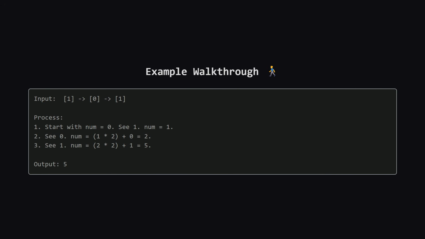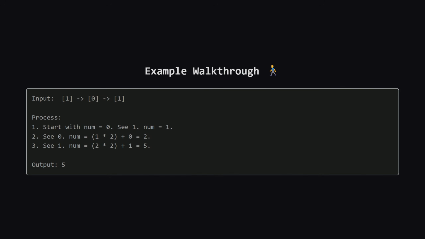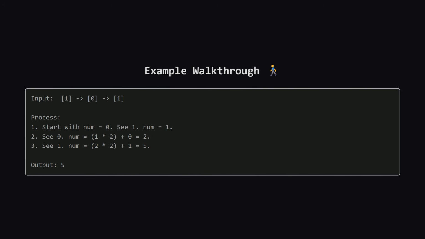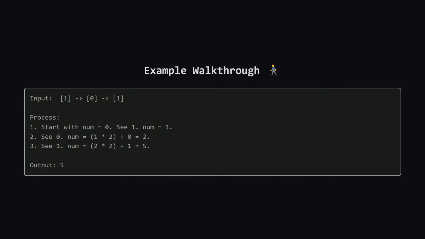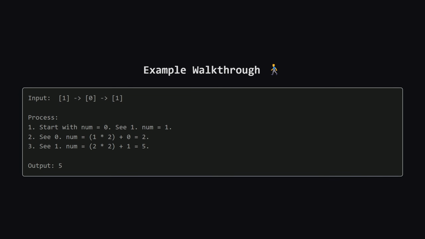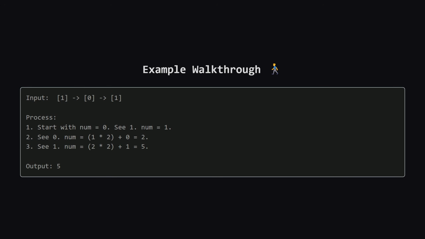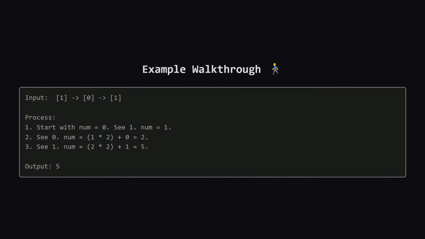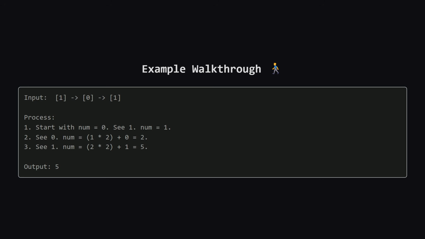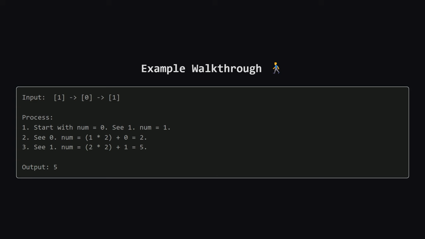Easy enough. Now, we move to the next node, which is a 0. Before we use this 0, we have to understand that we're building a binary number. Every time we move one step to the right in the list, our existing number needs to be shifted one place to the left, which is the same as multiplying it by 2. So we take our current total, 1, multiply it by 2 to get 2, and then we add the value of the new node, which is 0. Our running total is now 2.